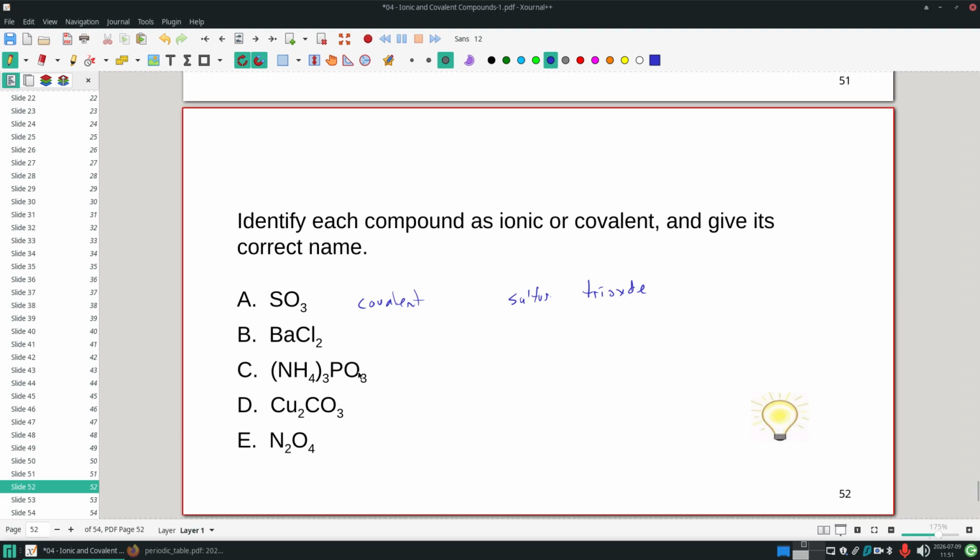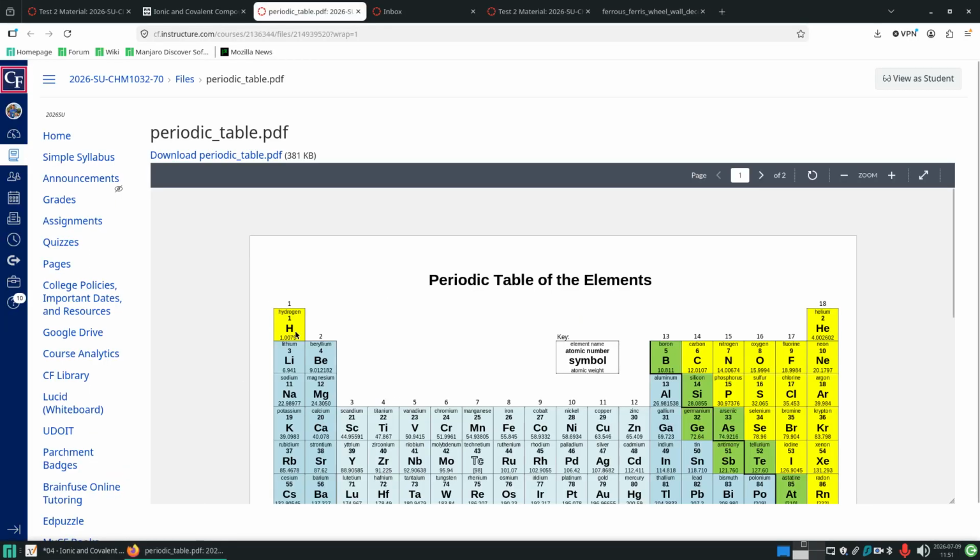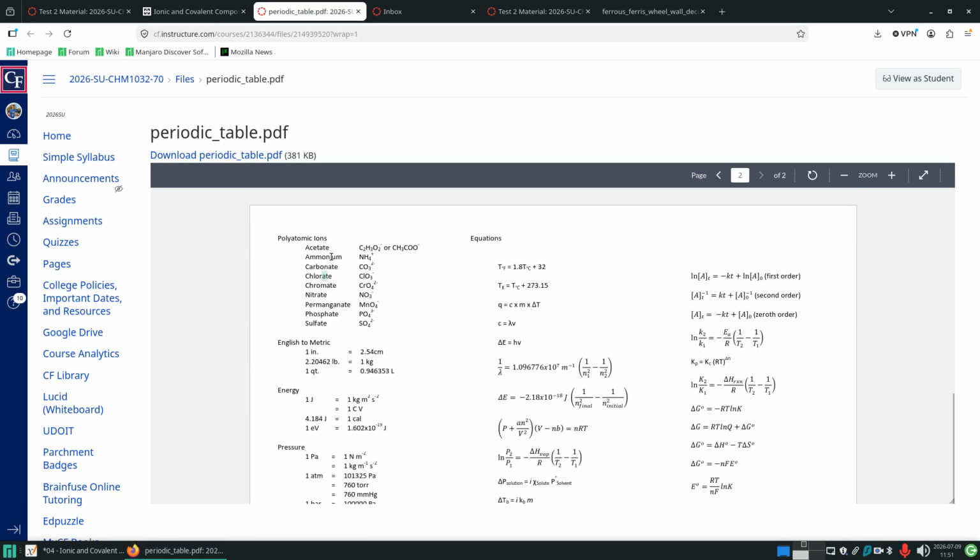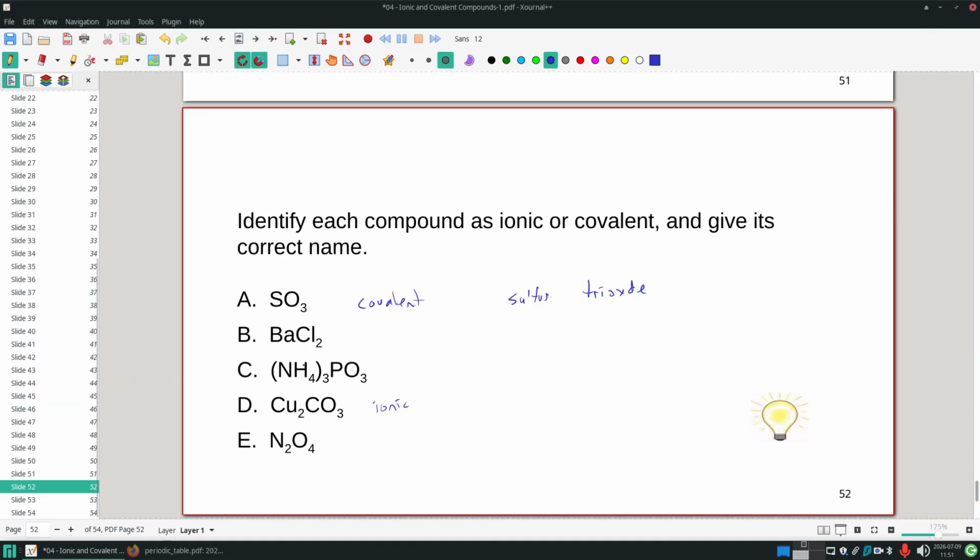And then D, I see the CO3, but this has got copper with it. That is a metal. This is a polyatomic ion. This is an ionic compound. Now, the CO3, being our polyatomic ion, you need to have the charge memorized, or I'm going to look here. And carbonate is CO3 2-. I have one of those. And I have 2 coppers to balance that out, so these need to be +1s, giving us copper(I) carbonate.